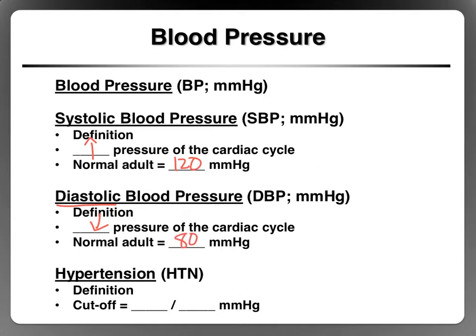80. So it makes sense that when blood is coming out of the left ventricle, as it is during systole, there's a lot of pressure being exerted on the artery walls. But when the left ventricle is at rest and refilling and there's no blood coming into the arteries, the pressure is going to be lower in the arteries. Hypertension is defined as high blood pressure, and the cutoff is a systolic of 140 or a diastolic pressure of 90. And blood pressure is measured in millimeters of mercury.